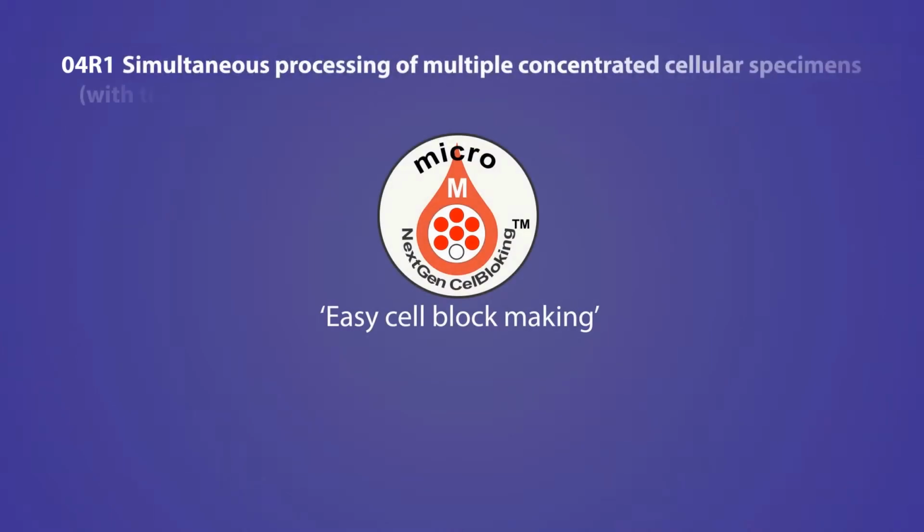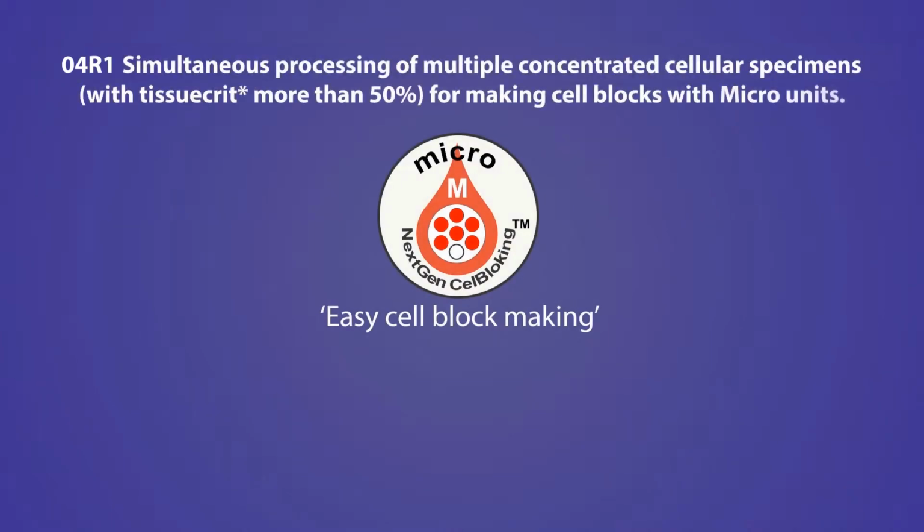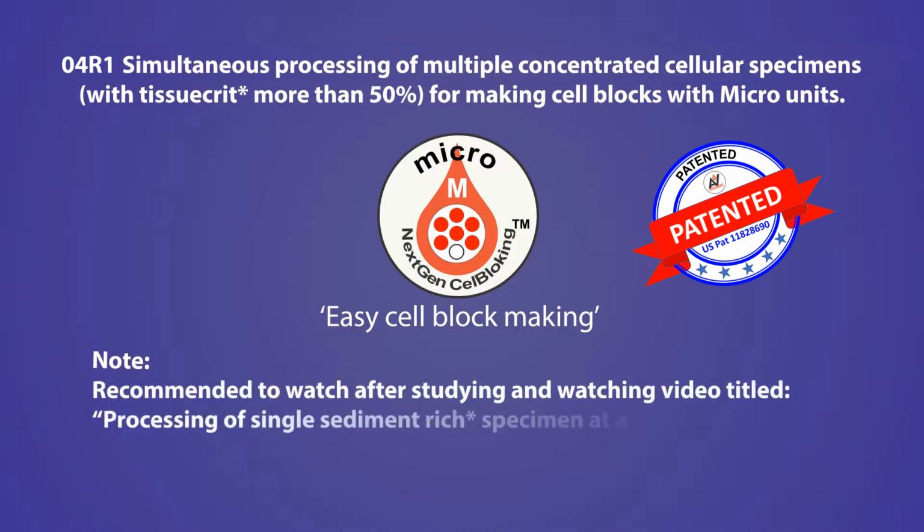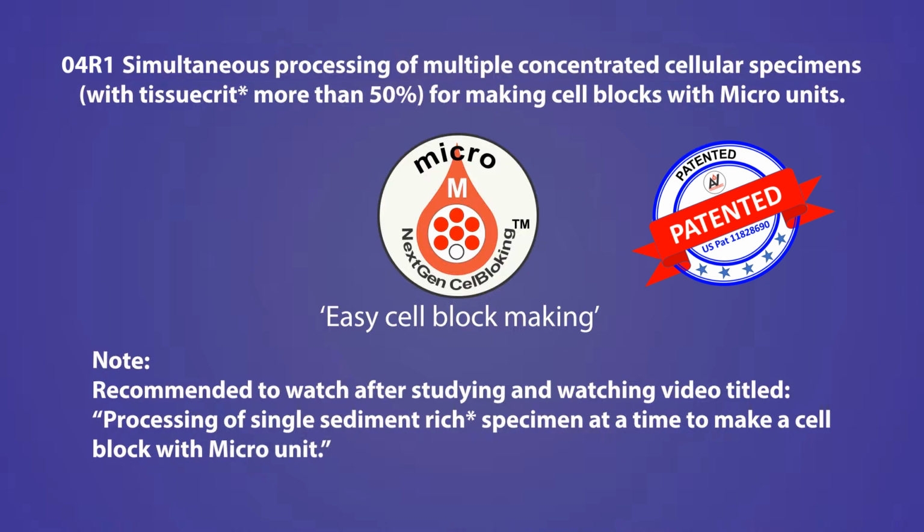Simultaneous processing of multiple concentrated cellular specimens, with tissue crit more than 50%, for making cell blocks with micro units. Note: recommended to watch after studying and watching the video titled, Processing of Single Sediment-Rich Specimen at a Time to Make a Cell Block with Micro Unit. The videos proceed at rapid pace for quick viewing. Please pause and play as needed.